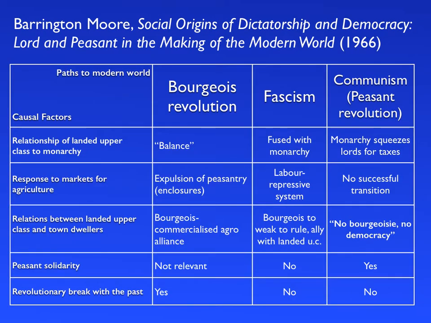The argument he comes up with is intricate, to say the least, and very difficult to summarize. I'm not going to try to reconstruct the whole argument here. This table, however, does attempt to summarize it and may give you some guidance when you encounter references to Barrington Moore in Skocpol. Probably the most famous statement from Moore's book is this one here: no bourgeoisie, no democracy.